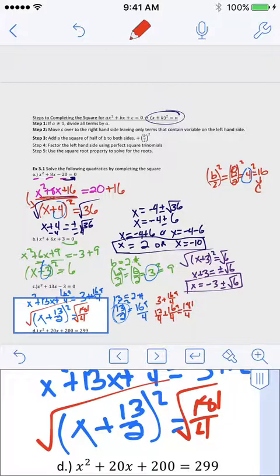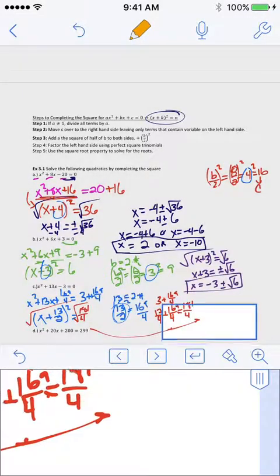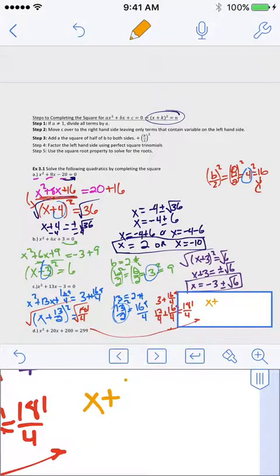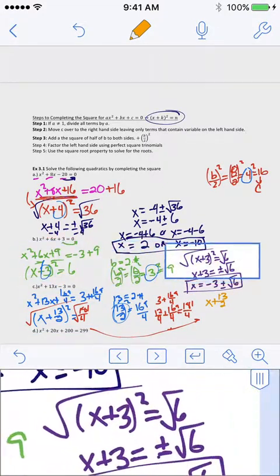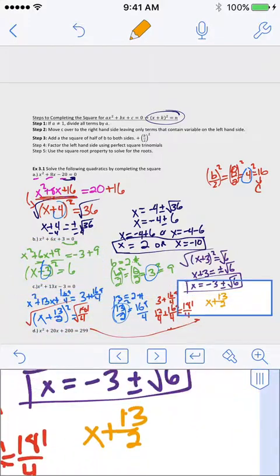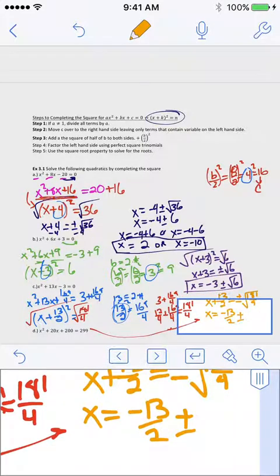So now we can square root both sides. I'm going to drag and drop that over here. X plus 13 over 2 is what's left after we square root both sides. This is exactly the same as if it was an integer, right? I just had to add a fraction. Is equal to plus or minus the square root of 181 over 4. Then I can subtract that to the other side. Negative 13 over 2 plus or minus square root 181 over 4.